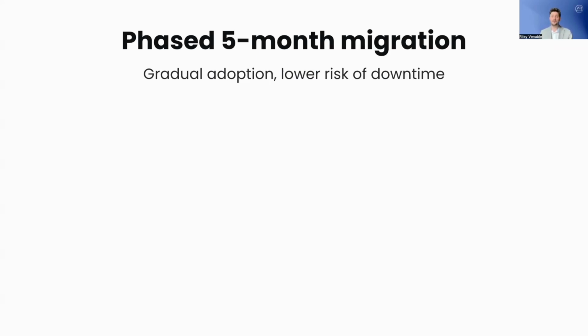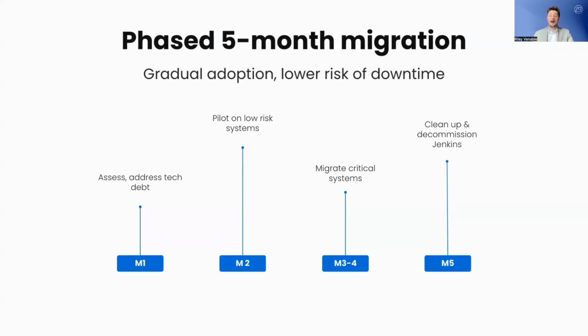A lift and shift would force their teams to adapt to everything at once, potentially breaking workflows that directly impacted customers. The phased migration approach we recommended let their team adjust gradually while maintaining these essential services without interruption. Let me walk you through our 5-month progressive strategy for handling both repo migration and pipeline conversion.